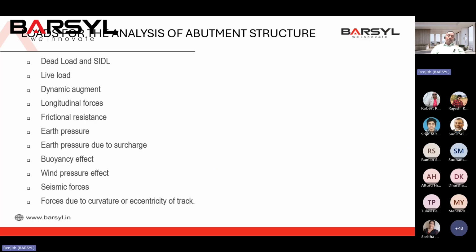Now, I think it is clear. For the analysis and design of an abutment, the following are the basic loads to be considered. First is dead load and SIDL. Second is live load. Third is dynamic augment, longitudinal forces, frictional resistance, earth pressure due to surcharge, buoyancy effect, wind pressure effect, seismic forces, forces due to curvature or eccentricity of track. These are the major forces which need to be considered for the design of an abutment.